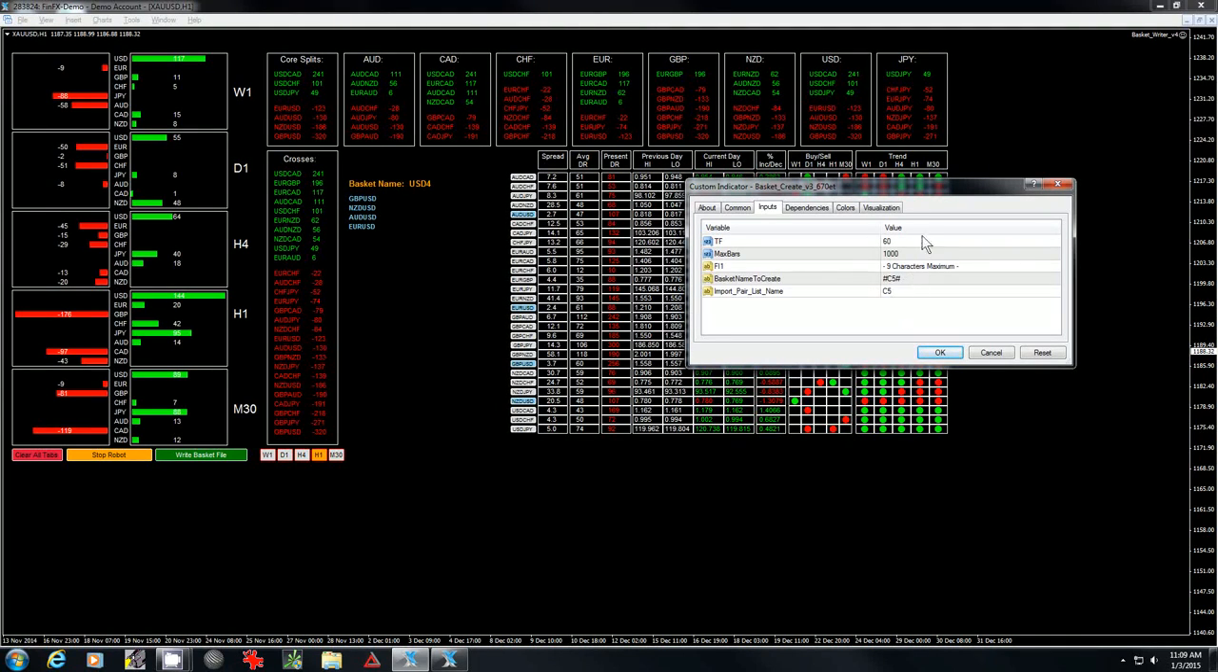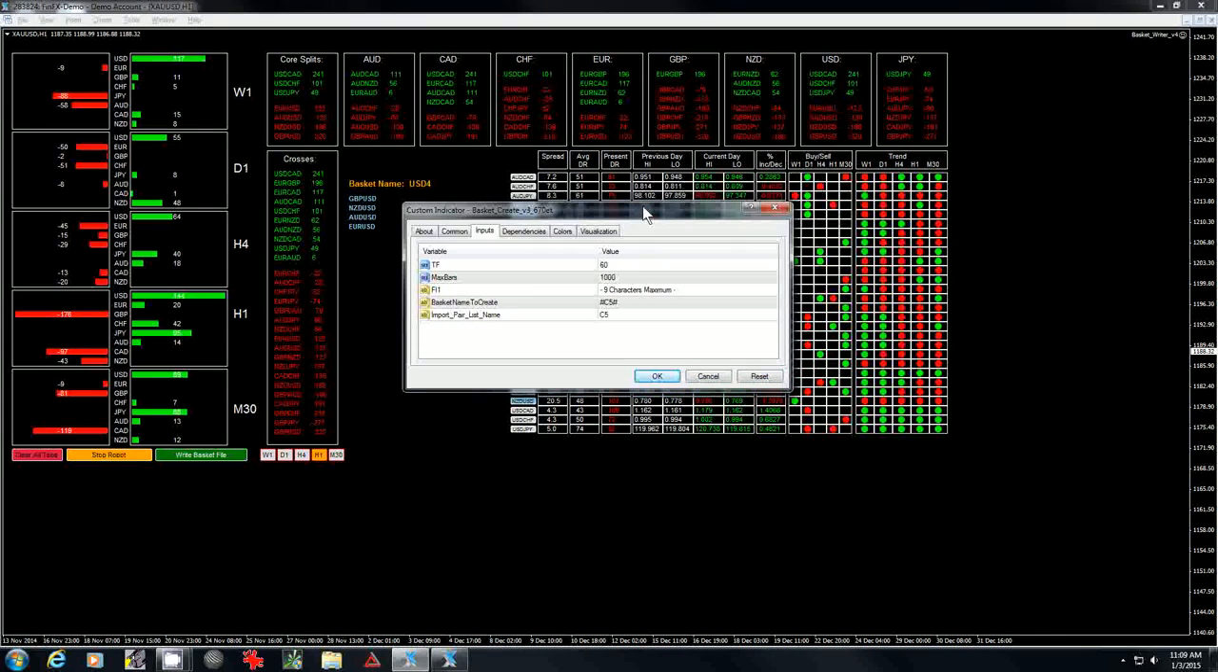And we're going to create a 1 hour, 60-minute chart. Remember to put the name in here. And it is USD 4. And the same way down here.